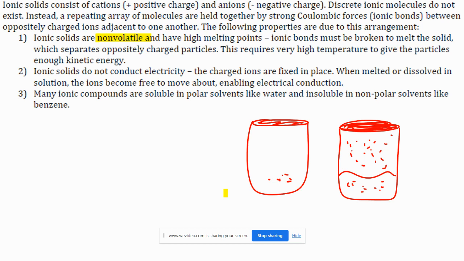Now, volatility doesn't mean flammability. They're not the same thing. Flammability means that we can catch it on fire. But a good portion of volatile substances are flammable substances. So one doesn't mean the other, but a lot of times they'll go hand in hand. Does that make sense?